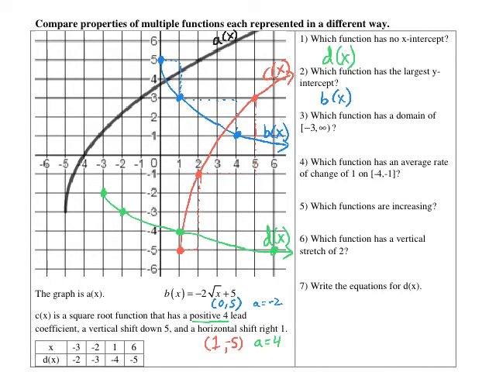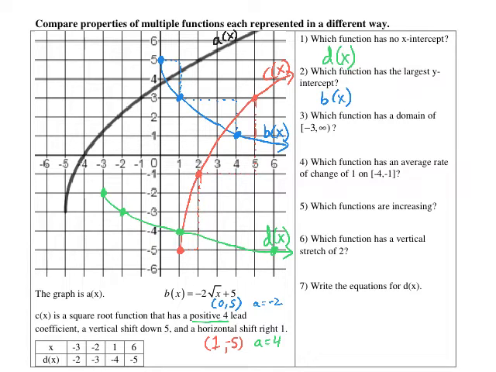Let's keep going. Which function has a domain of -3 to 1? Now, this black one goes from -3, oh, I said that wrong, -3 to infinity. The black one, doesn't it have -3 to infinity? Yeah, but isn't there stuff left of -3? So it's not the full domain.